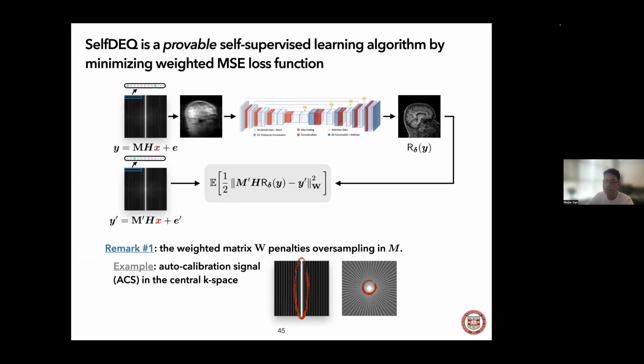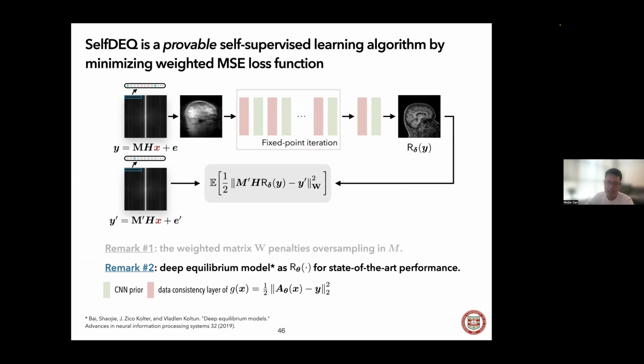The weighted matrix W here penalizes the oversampling in M. And what is oversampling? If it's a Cartesian sampling, you always have a central sampling region, which we usually call the auto-calibration signal. And if it's a radial sampling, you also have oversampling in the central region. This is what the weighted matrix tries to compensate. And this is another remark: we use a deep equilibrium model to achieve state-of-the-art performance.